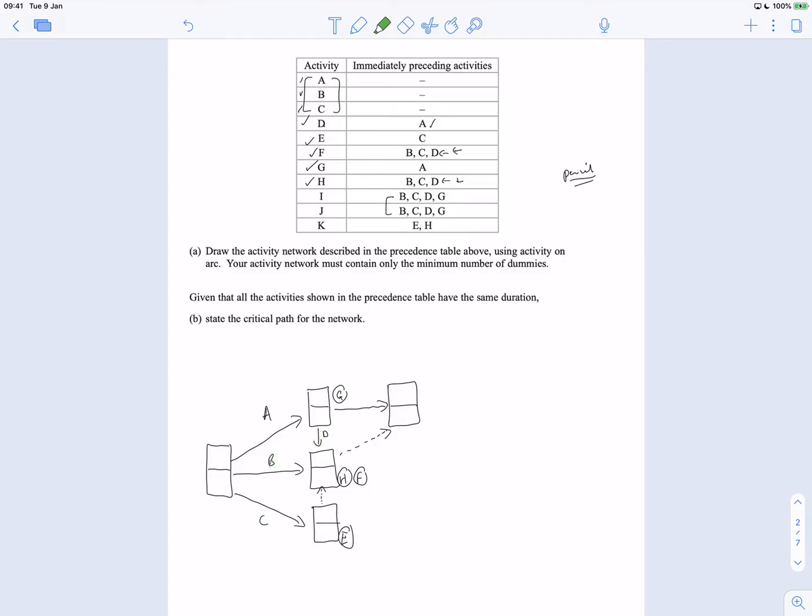Now, the next one, it's got that again though, and you're probably thinking, okay, how can I get around that? Well, I could say that I could have I and J popping out from here, that's fine. But then I and J are taken care of. And now if I look at what K needs, it needs E and H.